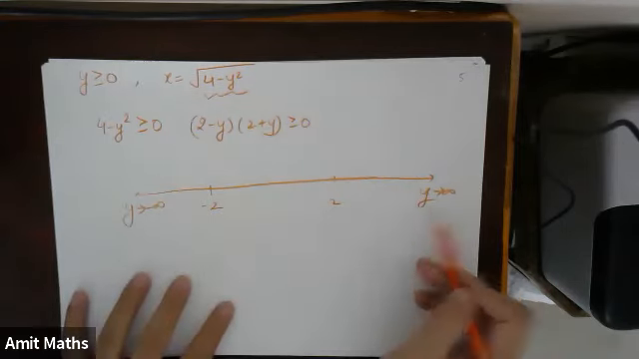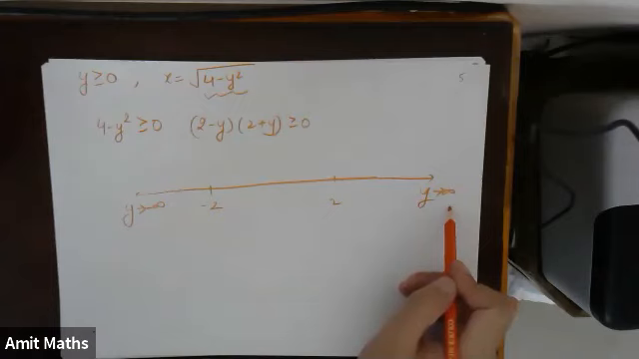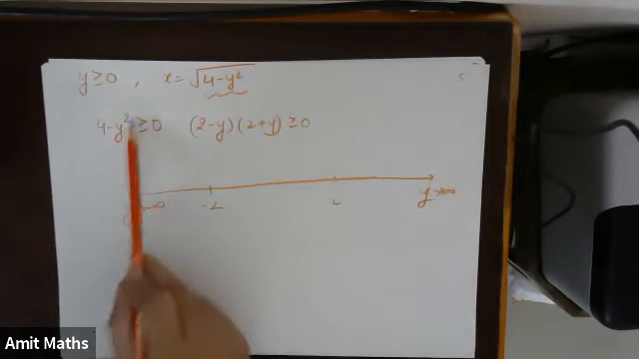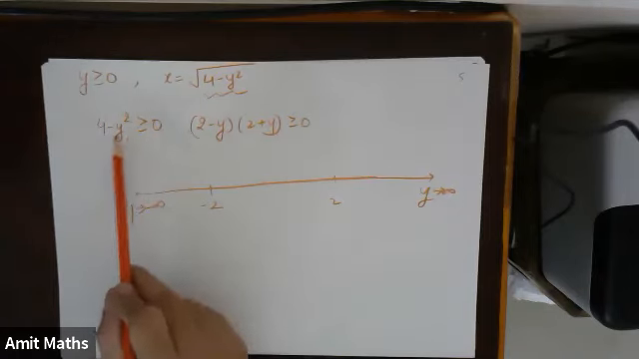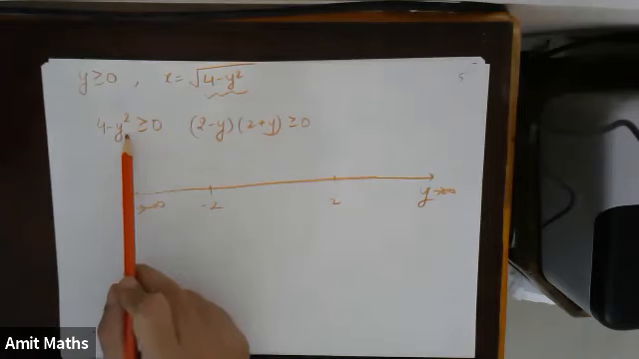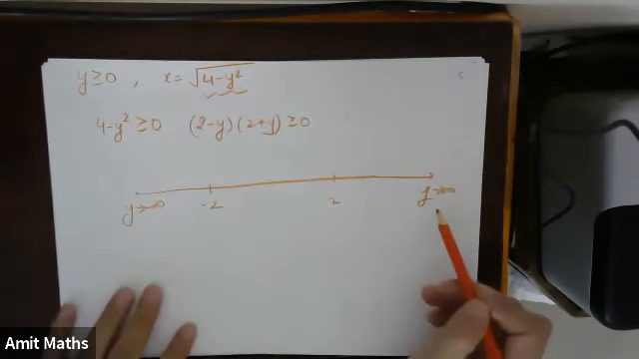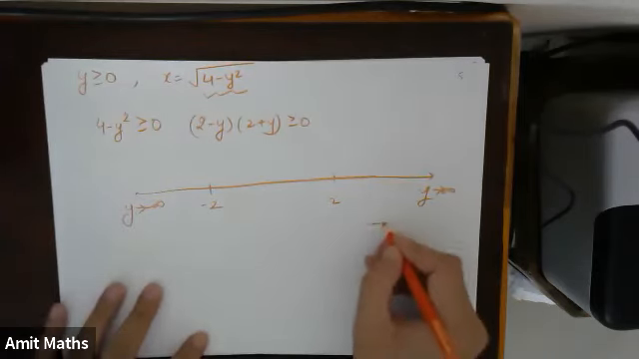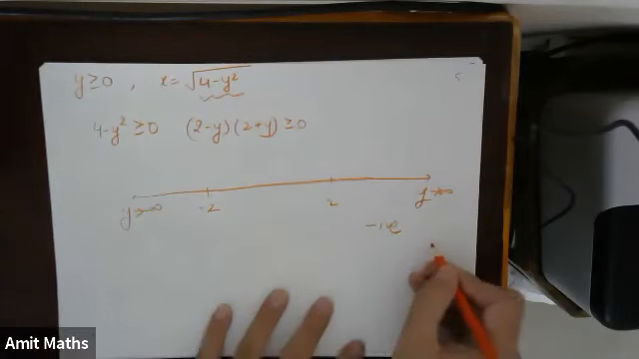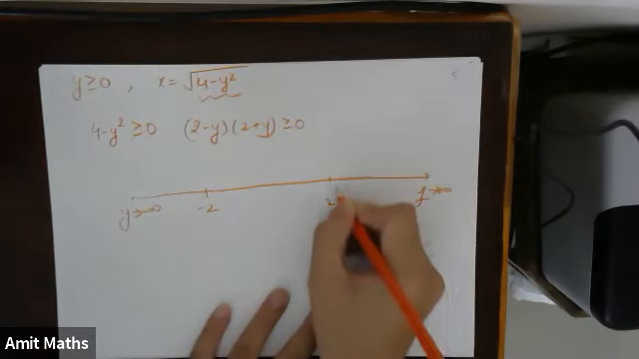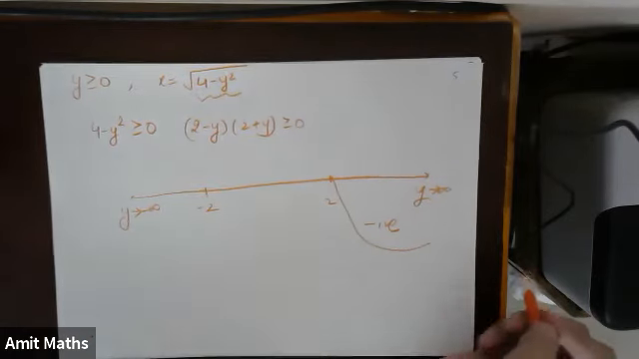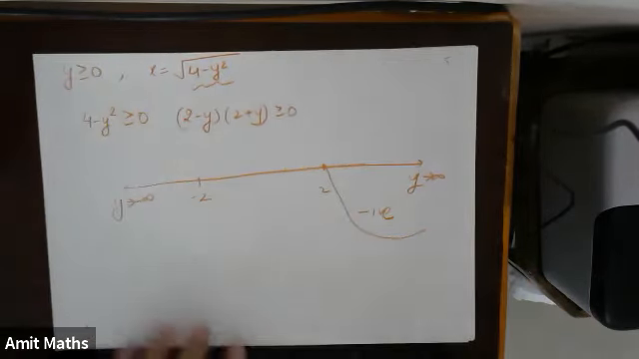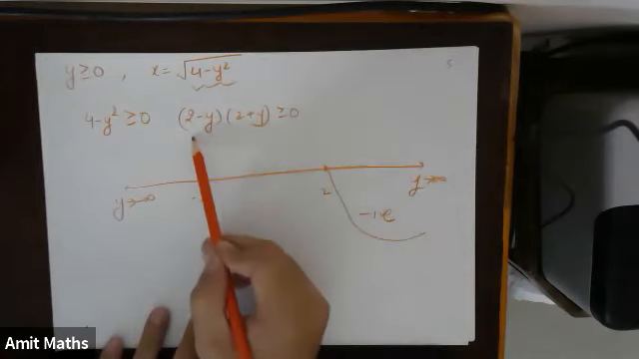Now let's take y tending to infinity. y is a very, very large number. We'll try to find out the sign of this. When y is tending to infinity, this is 4 minus infinity square, which is less than 0. That means when y is tending to infinity, this is negative. So from negative, I'll start plotting the wavy curve. It will first reach a critical point, which is 2.